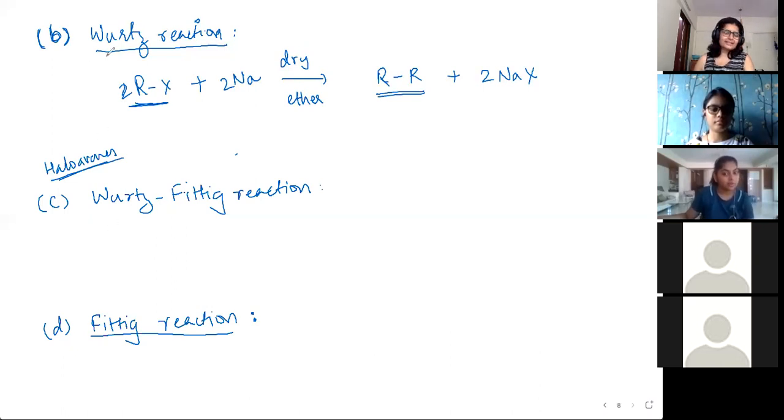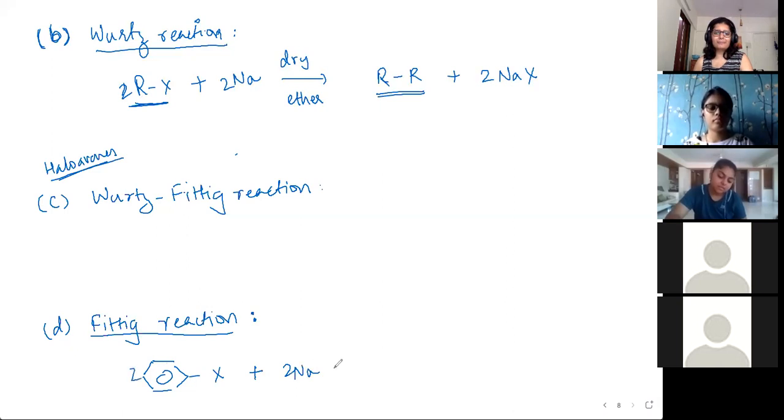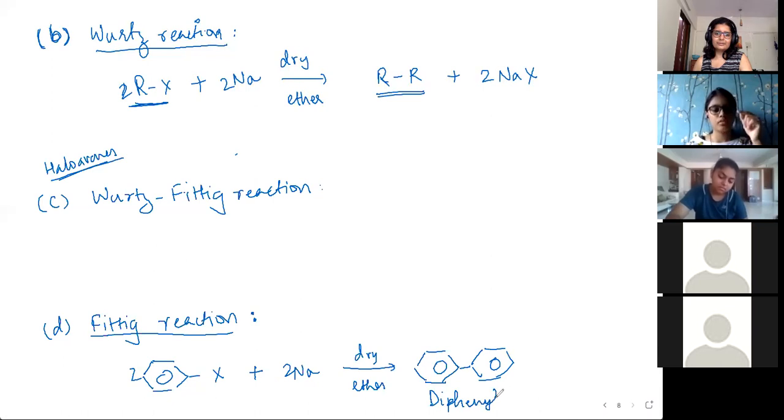Fittig is exactly like Wurtz reaction, except instead of alkyl, you have an aryl group. So take a haloarene and make it react in the presence of sodium in dry ether. Same thing, it's going to double this ring. So you end up with biphenyl. This is called diphenyl. So ma'am, what is the difference between Fittig reaction and Wurtz-Fittig reaction? It's the same thing, right?